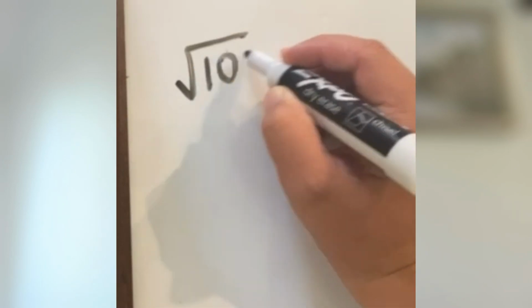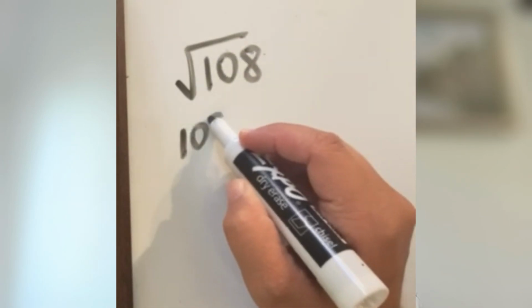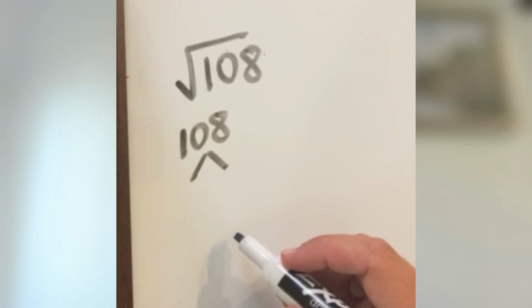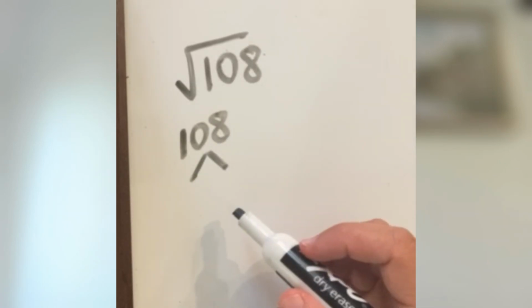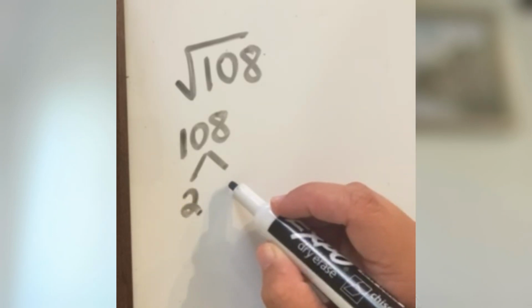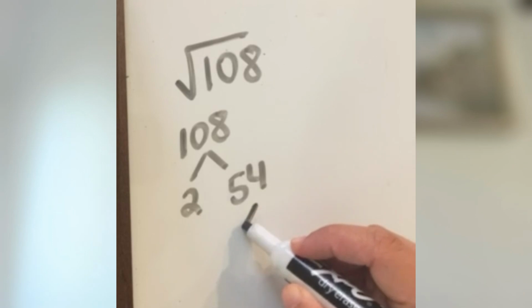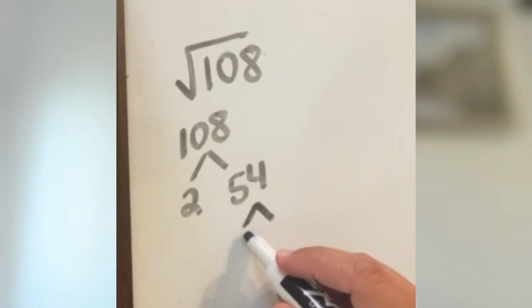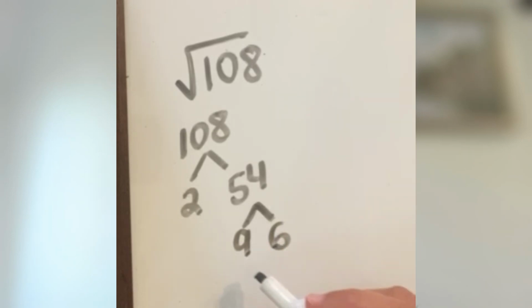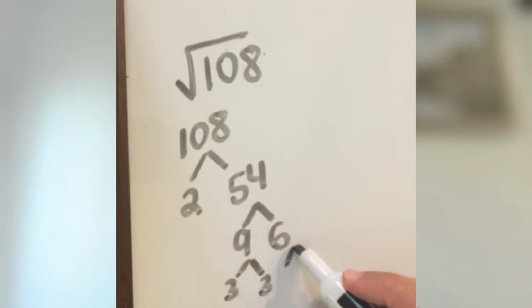All right, let's go through a more complicated problem. What if we had the square root of 108? So I'm going to take out 108 and want to break it down. Well, I can see there's an 8 at the end, so let's try taking out a 2. So 2 times 54 will get me 108. 2 is prime, but 54 I can still break down. And I can break that down into 9 and 6. I can continue. 9 can be broken down into 3 and 3. And 6 can be broken down into 3 and 2.